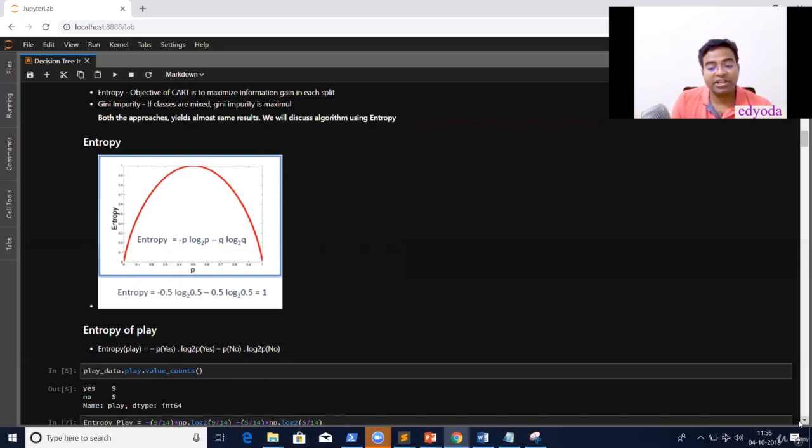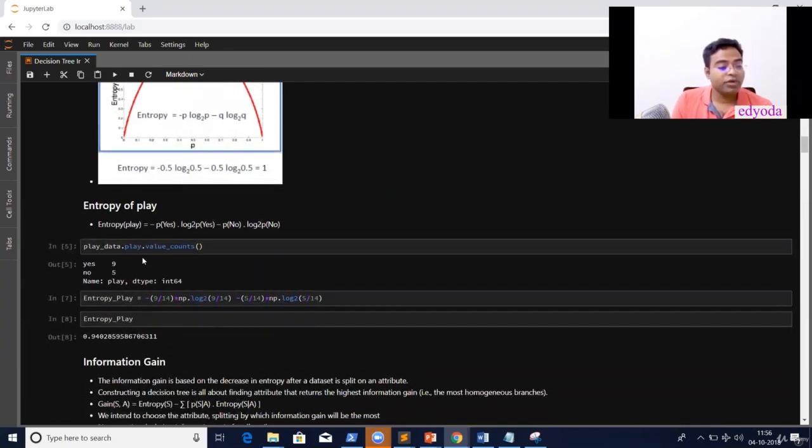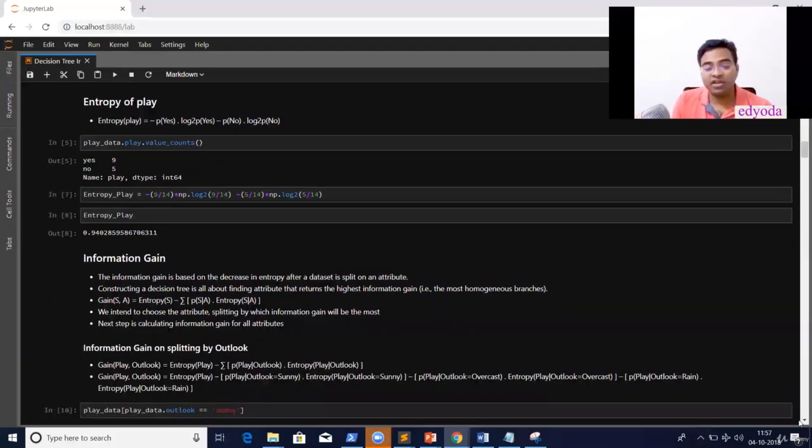And for a dataset like ours, we are doing this distribution of yes and no. In our 14 rows of data, 9 are yes and 5 are no. So the entropy of this play dataset is minus 9/14 times log 2 of 9/14, minus 5/14 times log 2 of 5/14. So the entropy of this dataset is 0.94. This is the measure of the randomness of the data. 1 means highest, 0 is the lowest.